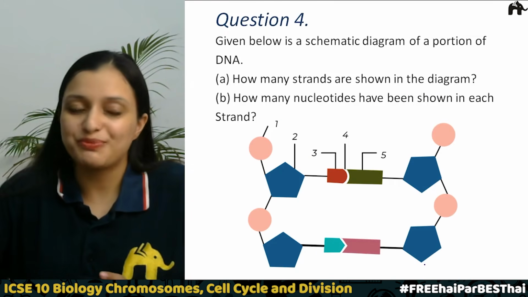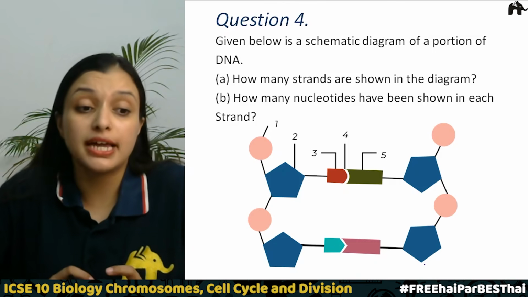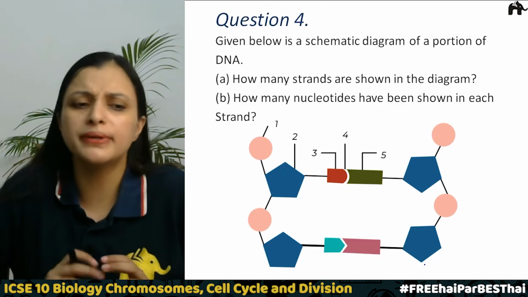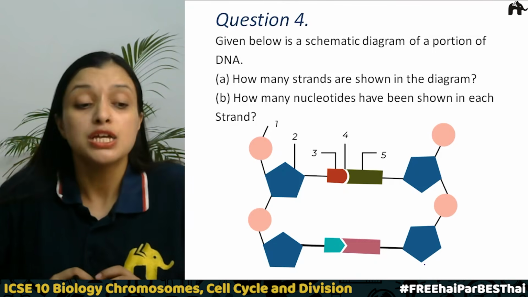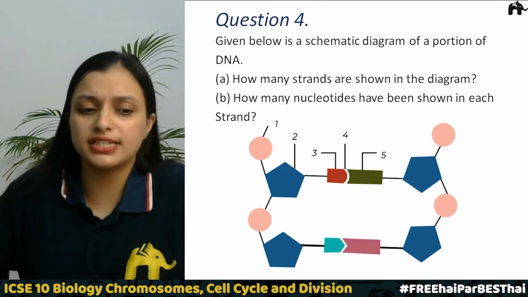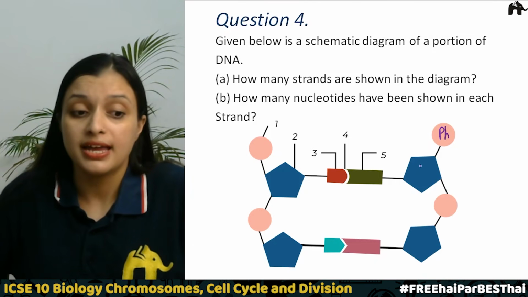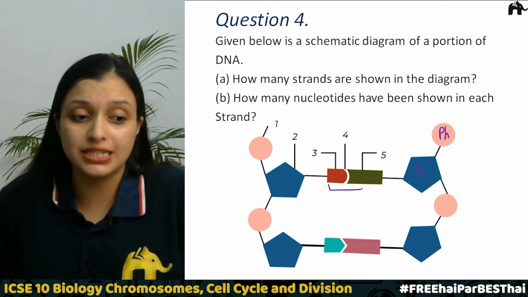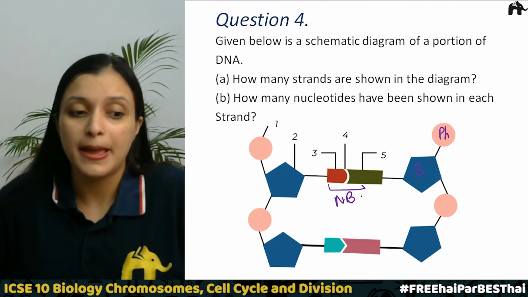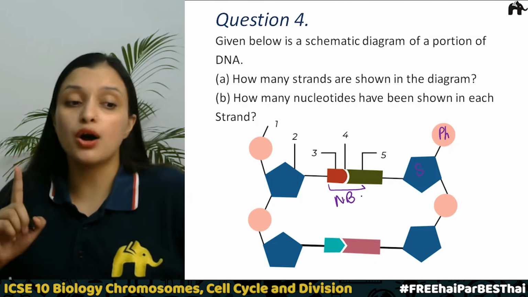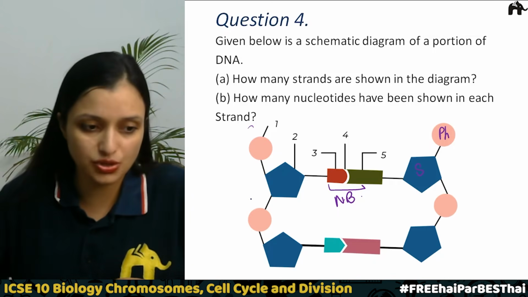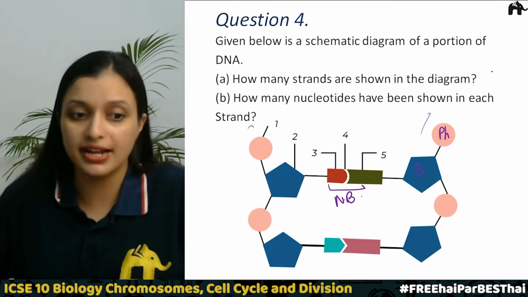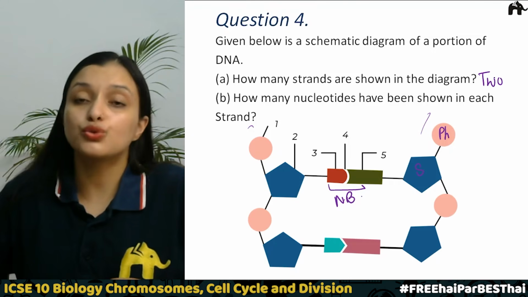Talking about question number 4, given below is a schematic diagram of a portion of DNA. How many strands are shown in the diagram? First, this is a phosphate group. This is a pentose sugar, and these are the nitrogenous bases, right? Now how many strands are shown? This is strand 1 and this one is strand 2. So there are 2 strands.